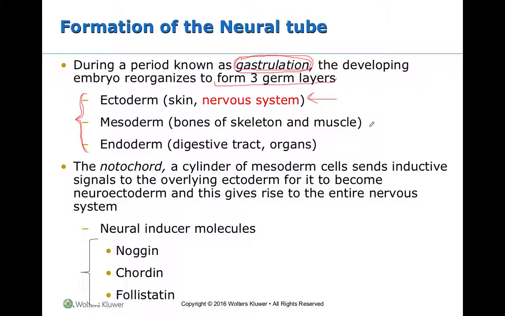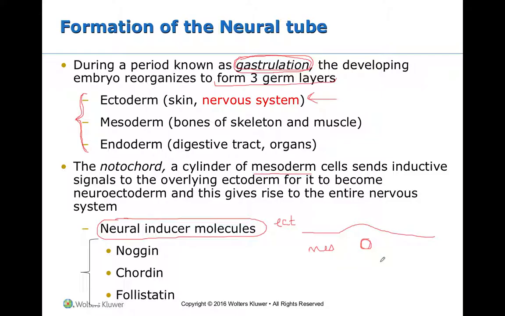So in development, your ectoderm is going to give rise to skin and all of the nervous system. The notochord, which is a cylinder of mesoderm cells, actually sends inductive signals to the overlying ectoderm, and these inducer molecules are called neural inducer molecules. They essentially tell the overlying ectoderm to become neuroectoderm specifically. Now, why is this important? Well, here's the ectoderm, and here's the mesoderm. This is the notochord, which is the cylinder of mesoderm cells. This is ectoderm, and then this is mesoderm.